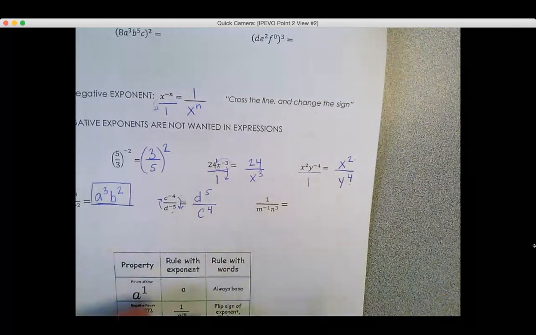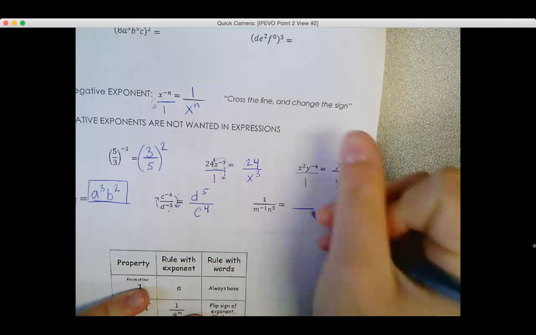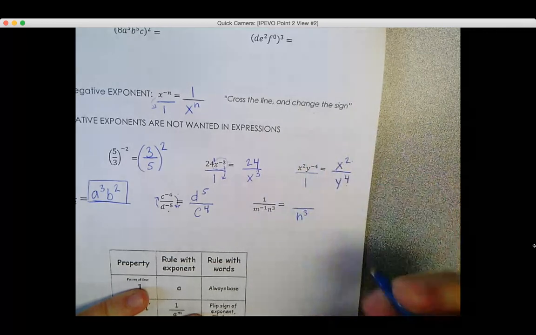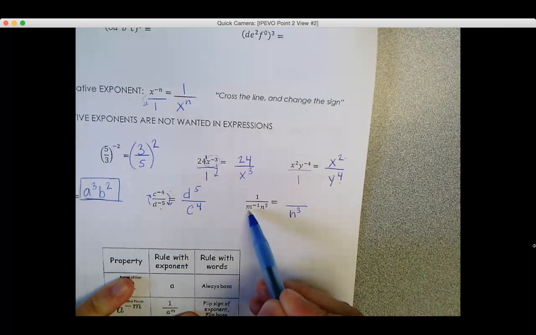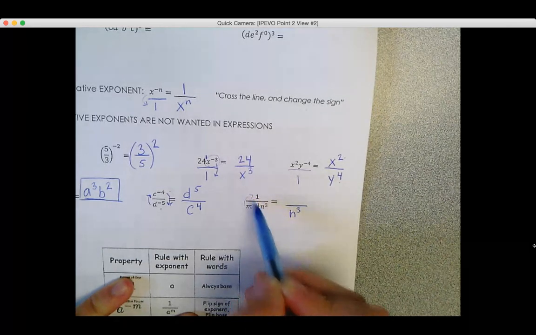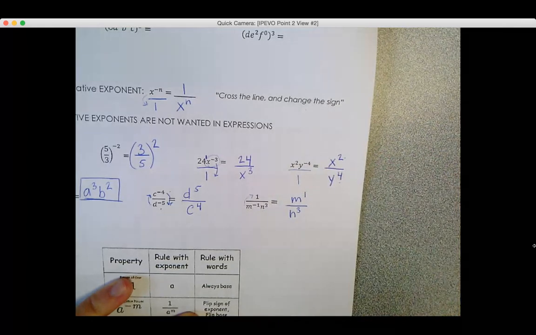Last one here, this n to the third can stay on bottom because it's positive, so we leave everything the way it is if it's positive. But if it's negative, that's when we'll move it to the other side of the fraction bar. And now everything's positive.